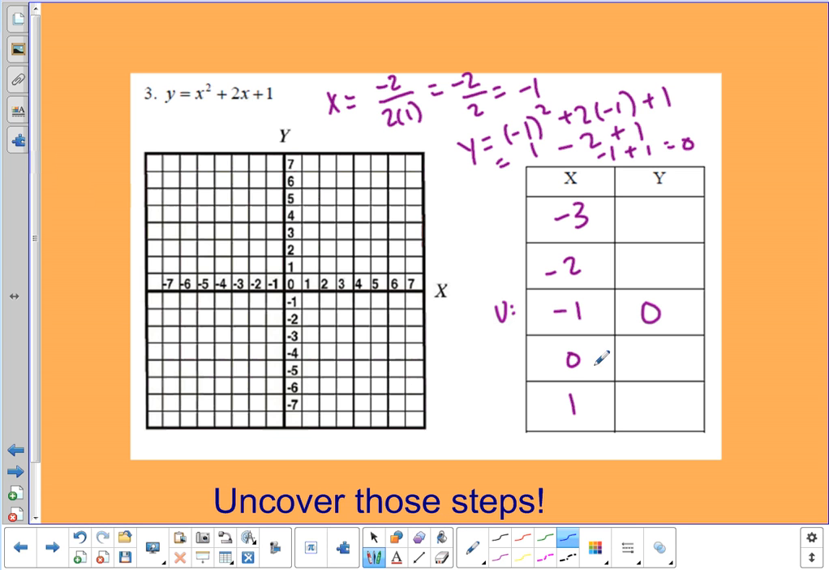So 0 is really easy. I like to do 0 because 0 means that this goes away, and I'm left with the y-intercept, which is 1. And that makes my life really easy. If I plug in 1, I'd have y is equal to 1 squared plus 2 times 1 plus 1. That was supposed to be a plus sign there. So that is 1 plus 2 plus 1, which is 4.